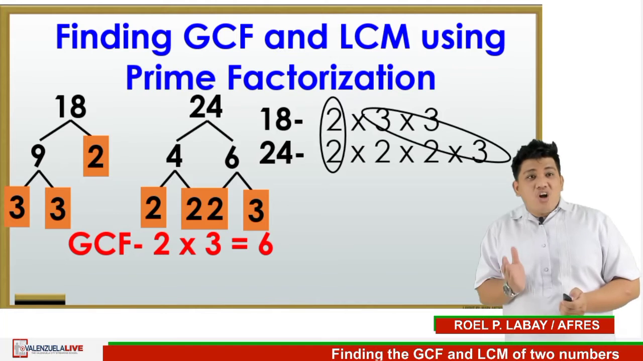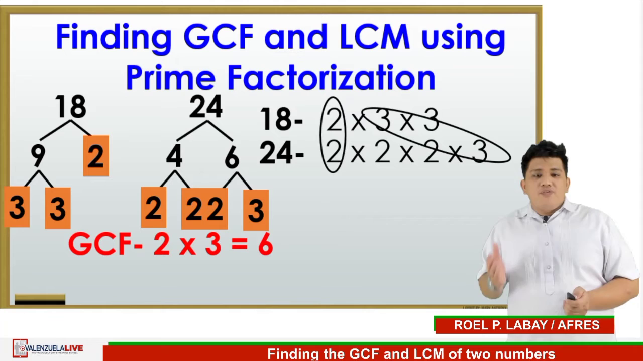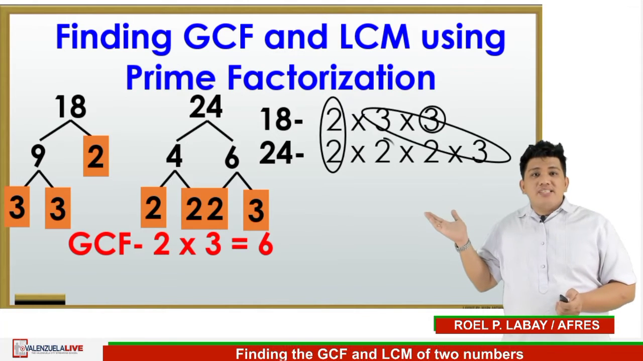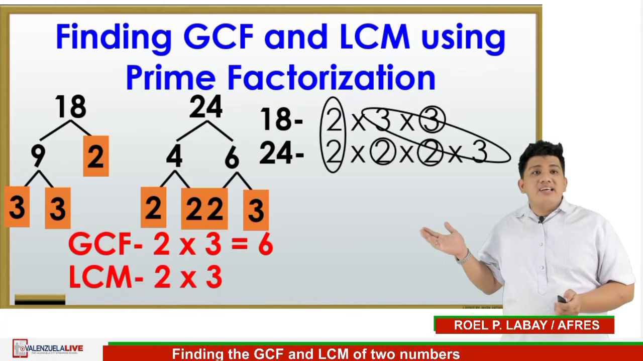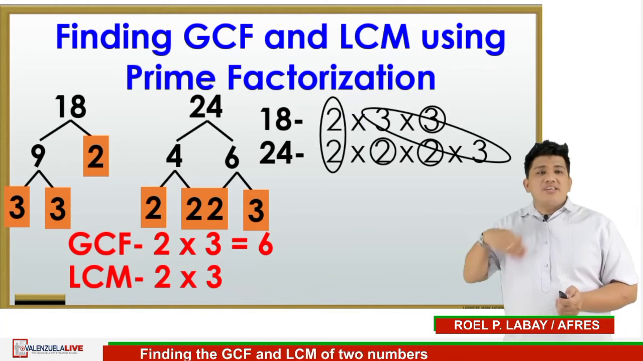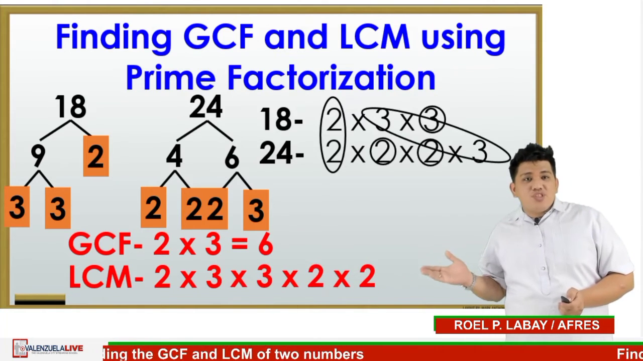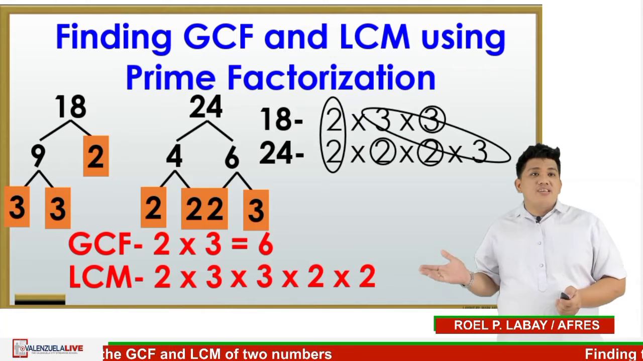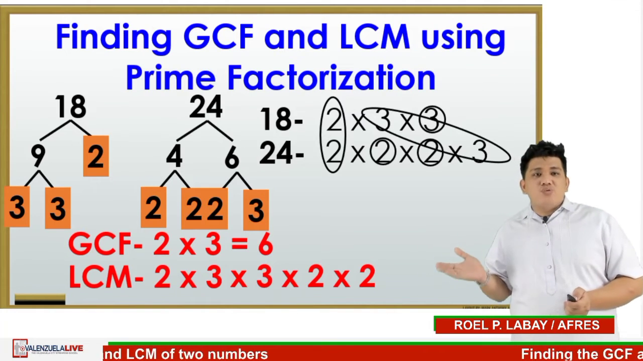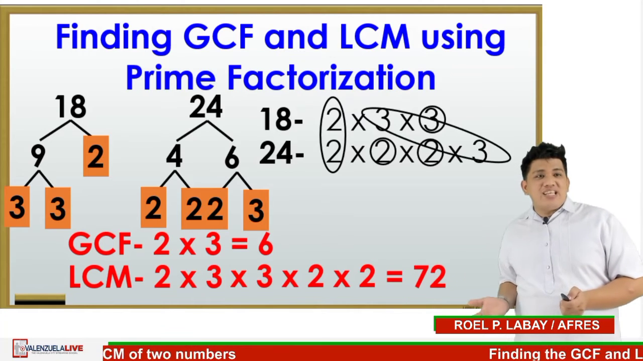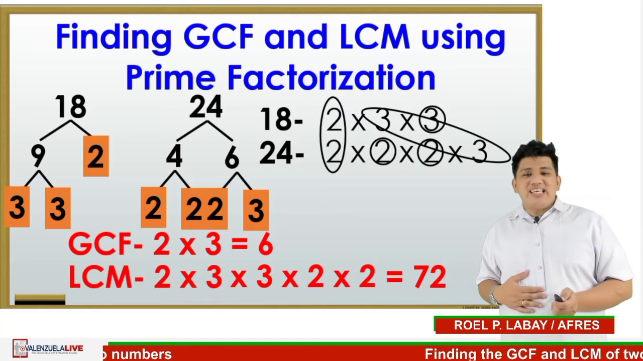Now, to get the least common multiple or the LCM of 18 and 24, let's multiply the common prime factors, which are 2 times 3. And then the remaining prime factors. The LCM is 2 times 3 times 3 times 2 times 2, which are the remaining prime factors. 2 times 3 times 3 times 2 times 2, the answer is 72. Therefore, the LCM of 18 and 24 is 72.